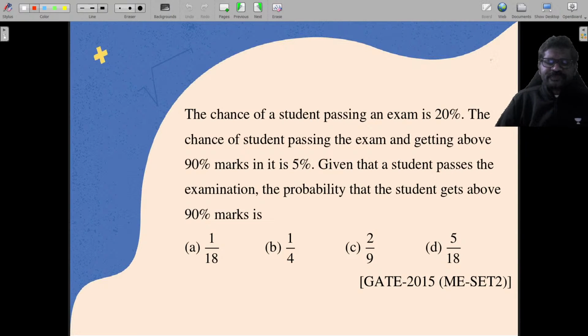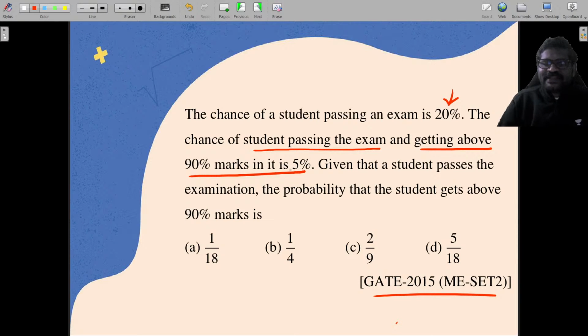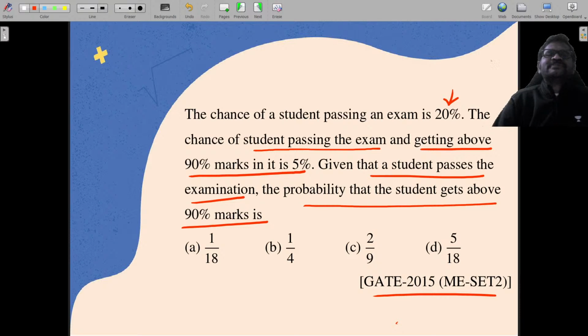Observe this problem. The chance that a student passes an exam is 20%. The chance that a student passes the exam and gets above 90% is 5%. Given that a student passes the examination, what is the probability that the student gets above 90%? So it is a problem on conditional probability.